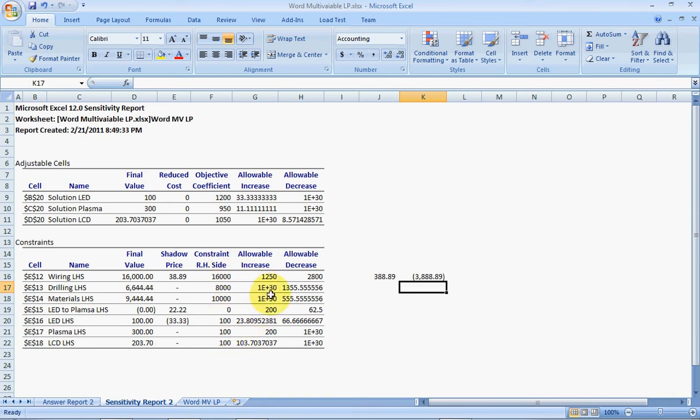And where it says 1E plus 30, it doesn't mean anything. It just means that you can increase it as much as you want and it won't be affected. And that's how you use the sensitivity and answer report.